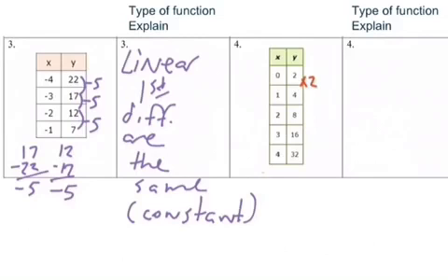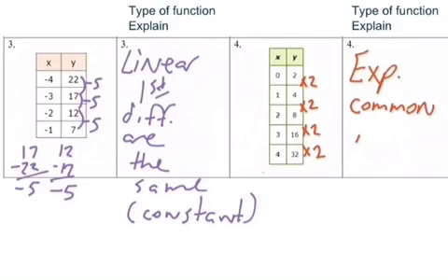To go from 2 to 4, you multiply by 2. 4 to 8, you multiply by 2. If you're multiplying by the same number, that means it's going to have to be an exponential because it has a common ratio.